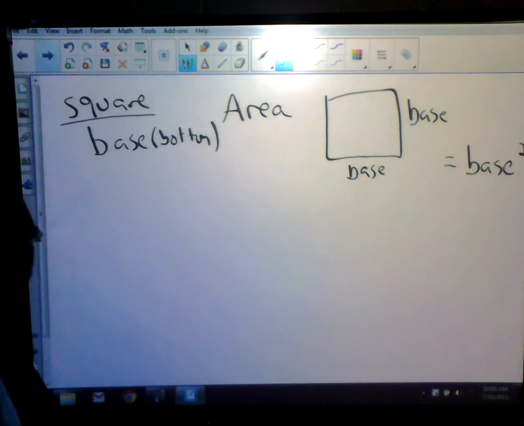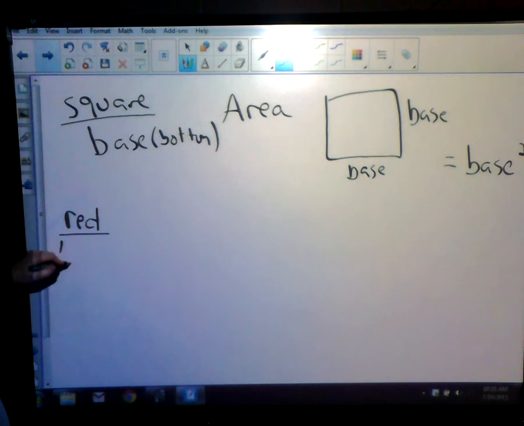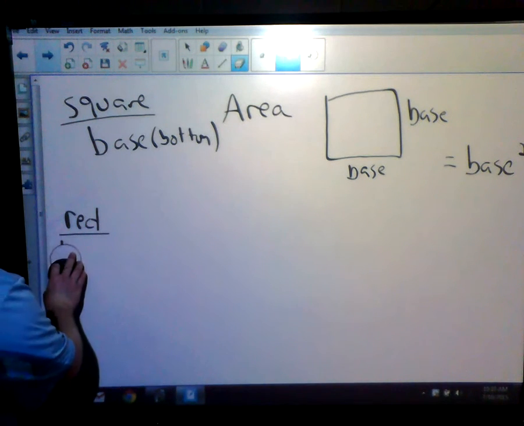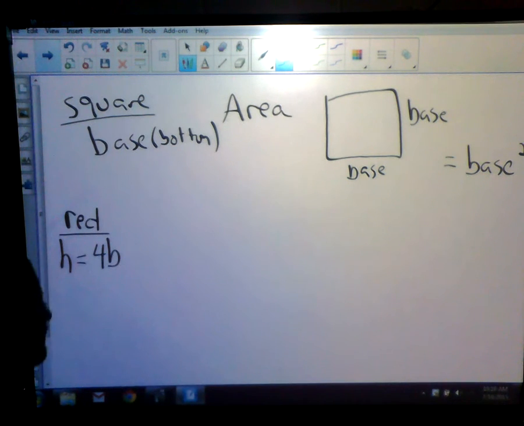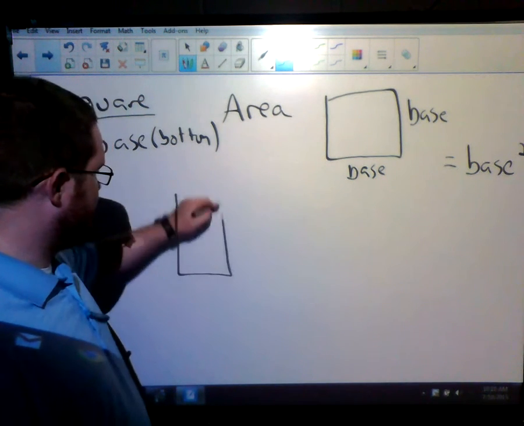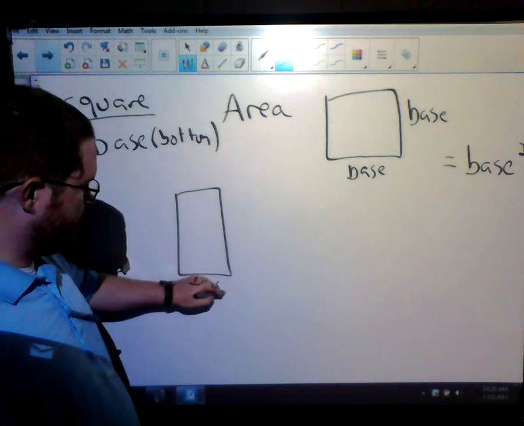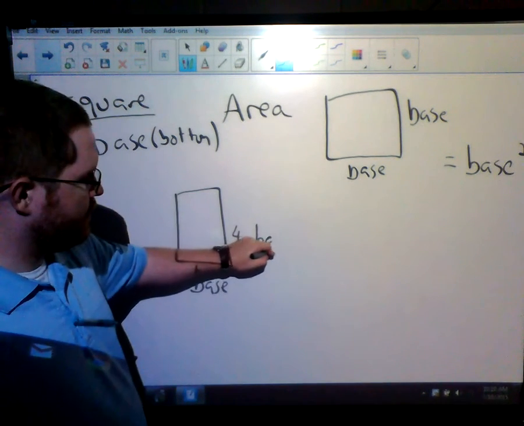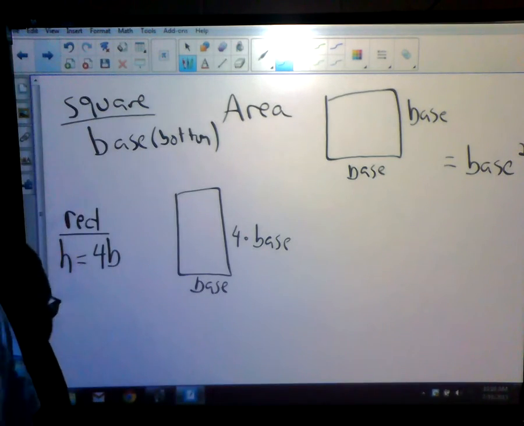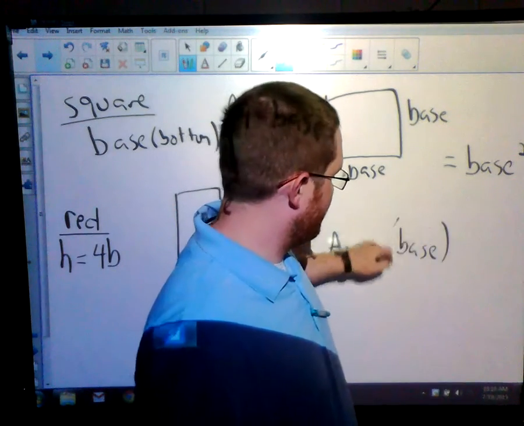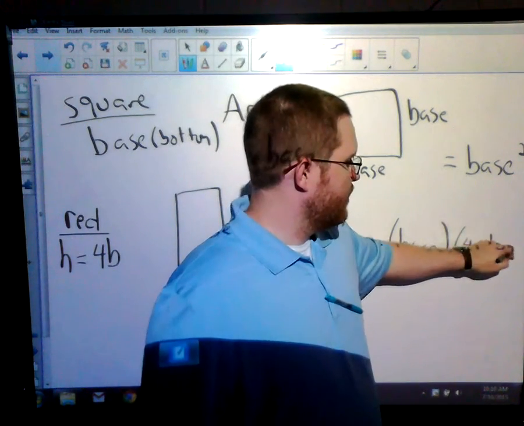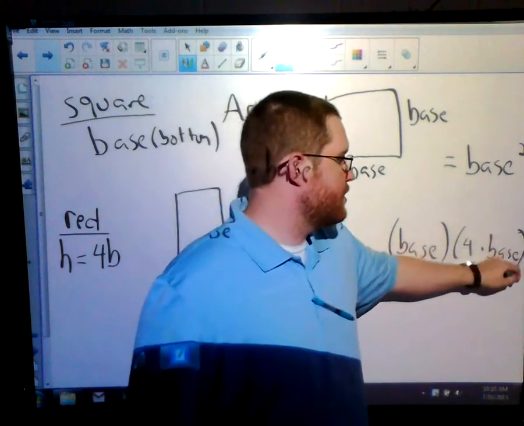It's not too hard. What about for a rectangle? And let's say a rectangle where the height is 4 times the base. And I'm just making something up here. Well, here's my rectangle. Here's the base, and here's 4 times the base. So then what would my area be? It's the base times 4 times the base. And you can clean that up if you wanted to and say it's 4 times the base squared, but we don't need to.